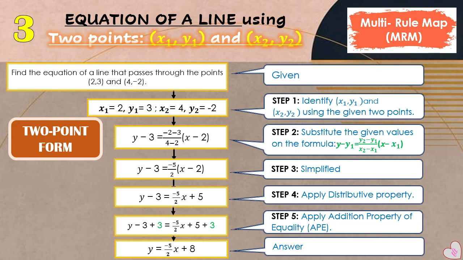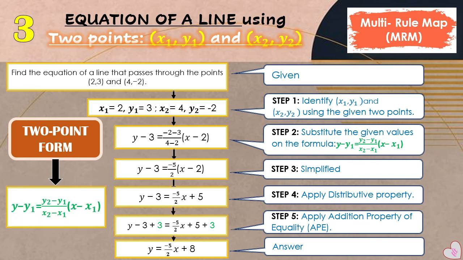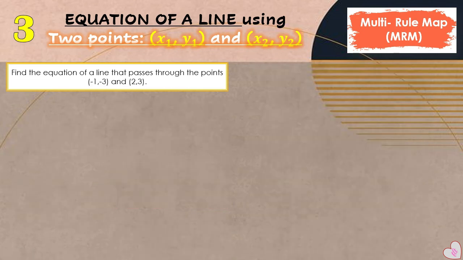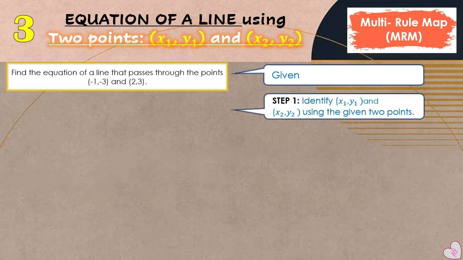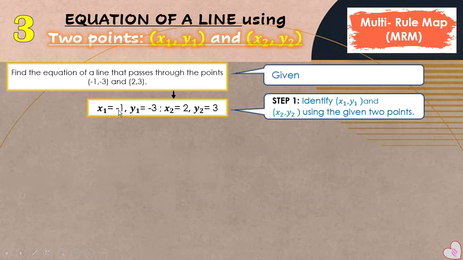And that is the use of two-point form using the formula y minus y sub 1 equals y sub 2 minus y sub 1 all over x sub 2 minus x sub 1 times quantity x minus x sub 1. Another example, find the equation of a line that passes through the points negative 1, negative 3, and 2, 3. So that is for the given. Step 1, again identify x sub 1, x sub 2, y sub 1, y sub 2. So we have x sub 1 is equal to negative 1, y sub 1 is equal to negative 3, and x sub 2, 2, and then y sub 2, 3.